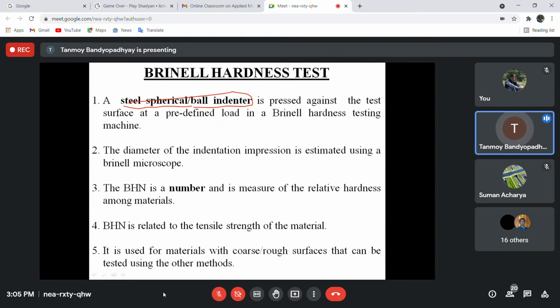And then the diameter of the indentation impression. Whatever the impression diameter is, it is estimated using a Brinell microscope. Whenever you are indenting, the indentation is very small.